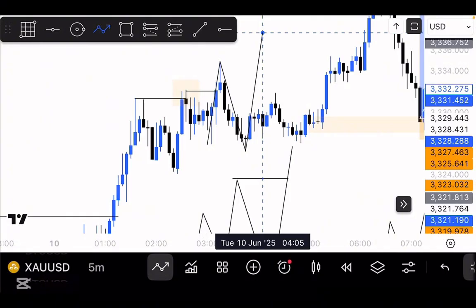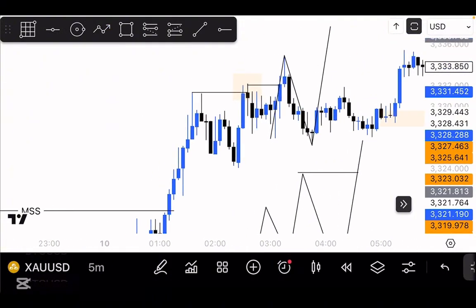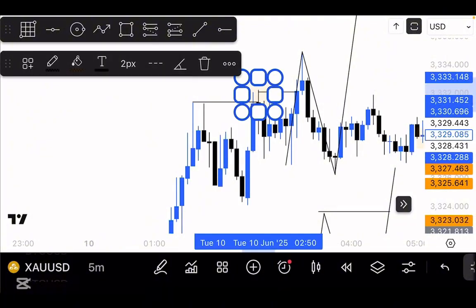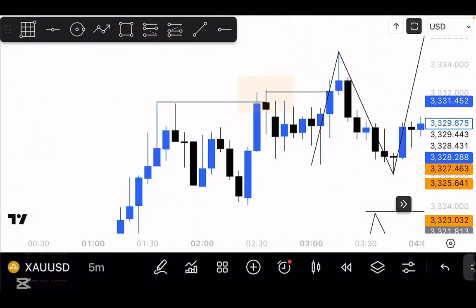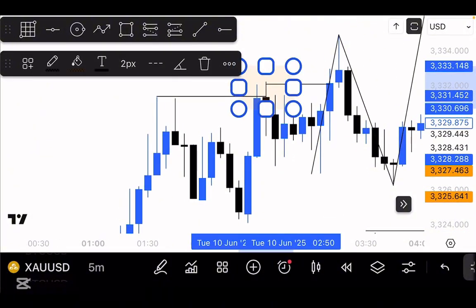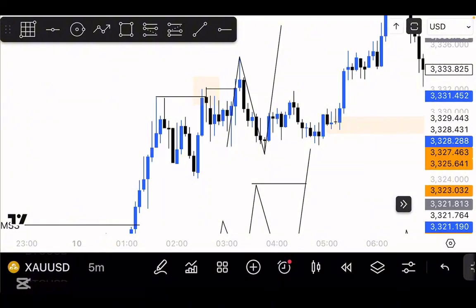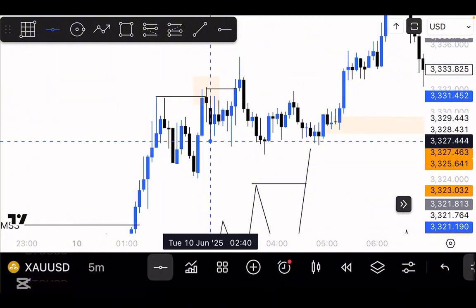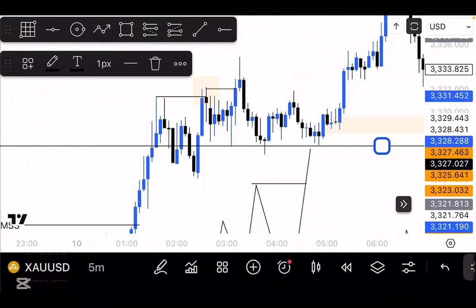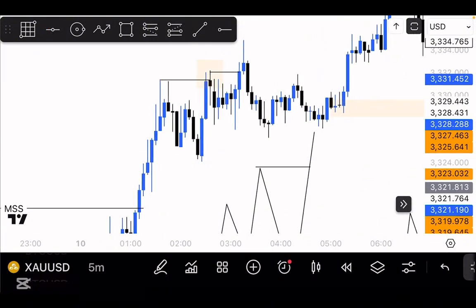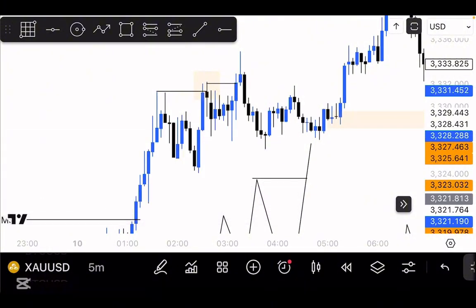Alright, but if you check well, this one here is not a valid BOS, let me show you. As far as price did not break this high, did not close above this high, this is not a valid low. This low right here is not valid. So even if price swept this low, we're not going to count it as a sweep. We're just going to check from this low.